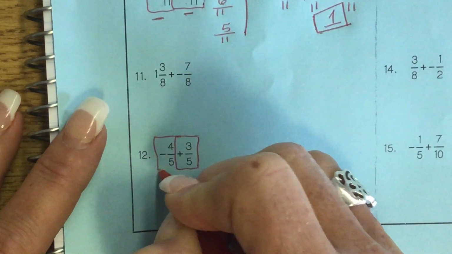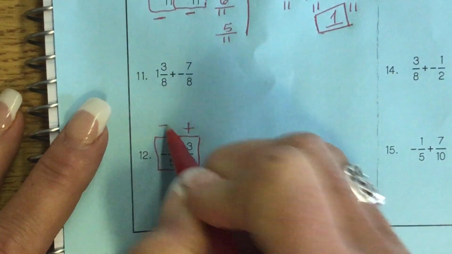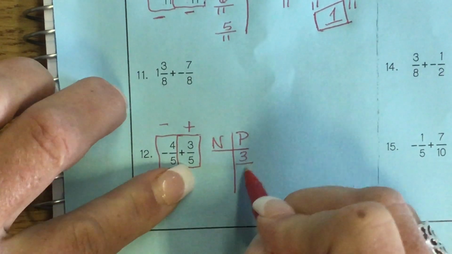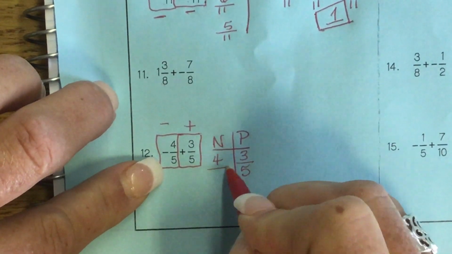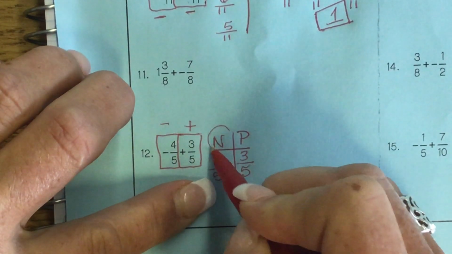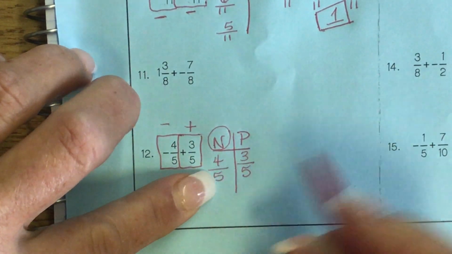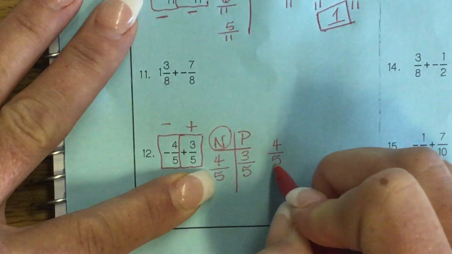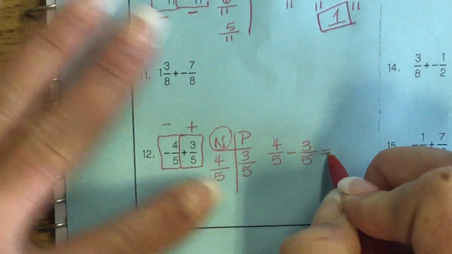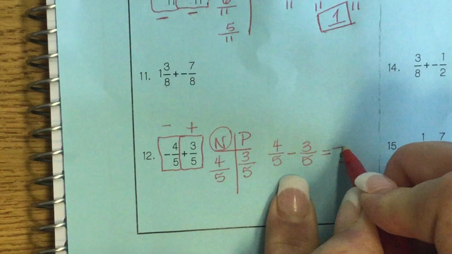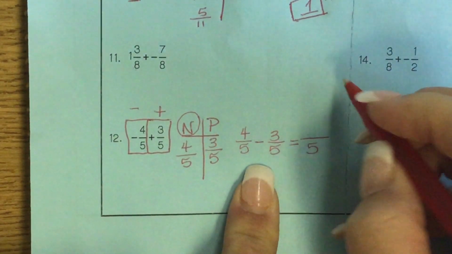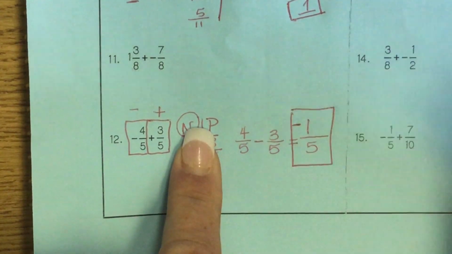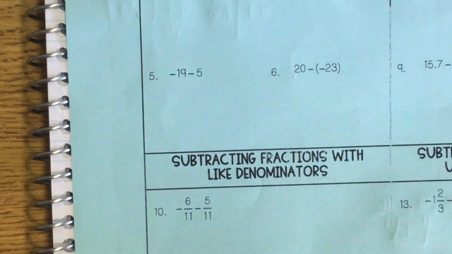You have a positive and you have a negative. And when you place in Scoreboard, the positive is 3/5. The negative is 4/5. Who wins? That's right, the negative. So we are going to end up subtracting. So 4/5 minus 3/5. The denominator stays the same when we are adding and subtracting. 4 minus 3 is 1/5. Who gets the sign? The negatives. Okay?